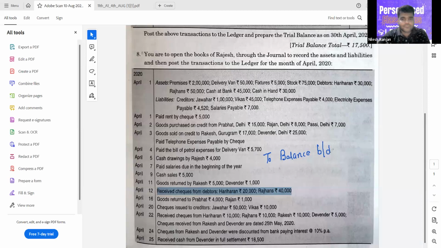Bank account. On the debit side, we will write to balance BD, rupees 45,000, and cash in hand account. On the debit side, to balance BD 30,000. Yes, very good. But there is one problem now.